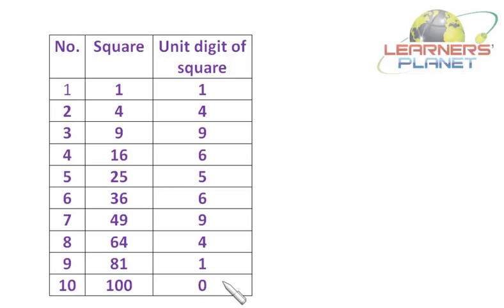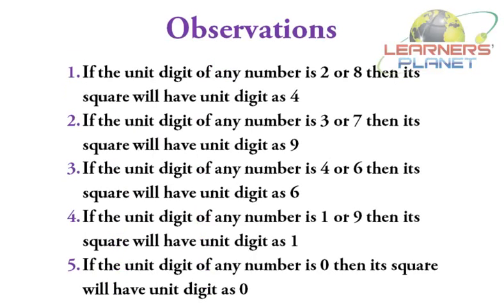So friends, let's make more observations, then we'll be doing the problems. I'll just read out the observations for you. If the unit digit of any number is 2 or 8, then its square will have unit digit 4. If the unit digit is 3 or 7, then its square will have unit digit 9. If the unit digit is 4 or 6, then its square will have unit digit 6. If the unit digit is 1 or 9, then its square will have unit digit 1. If the unit digit is 0, then its square will have unit digit 0.